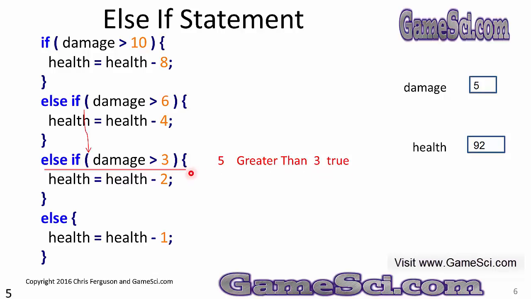As a true statement, we know what it's going to do. It's going to execute the code in the if statement. 5 greater than 3 was true, so I'm going to execute health equals health minus 2. My 92 just went to 90. You see what this code is doing? If I receive a lot of damage, I'll subtract 8. If I receive a moderate amount of damage, I'll subtract 4. If I receive a smaller amount of damage, I'll subtract 2.